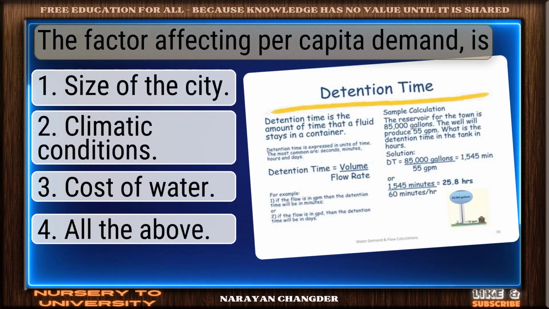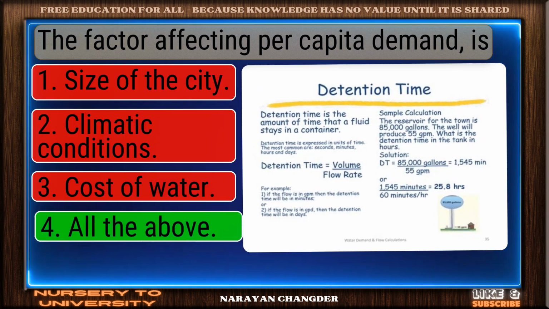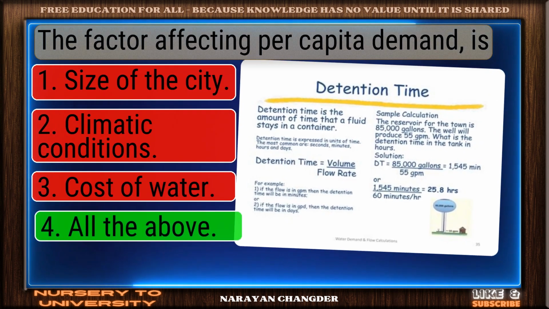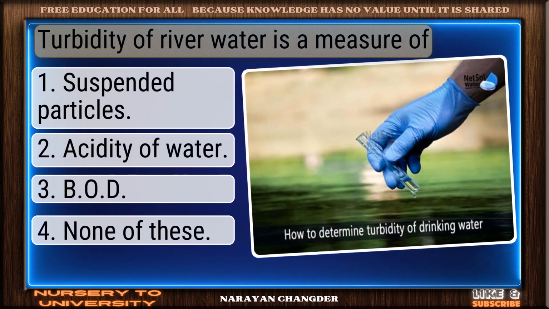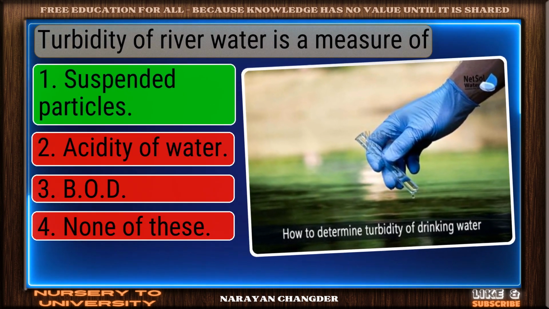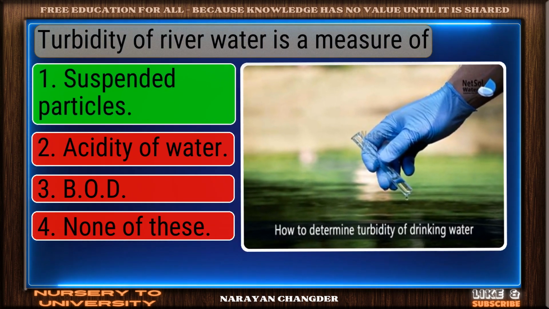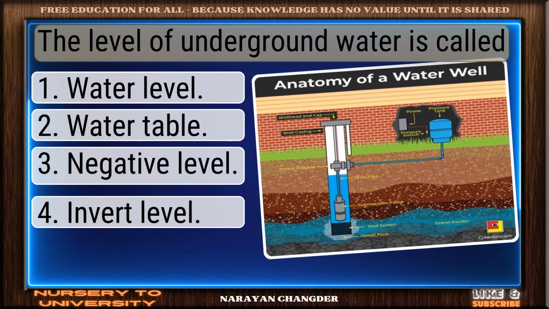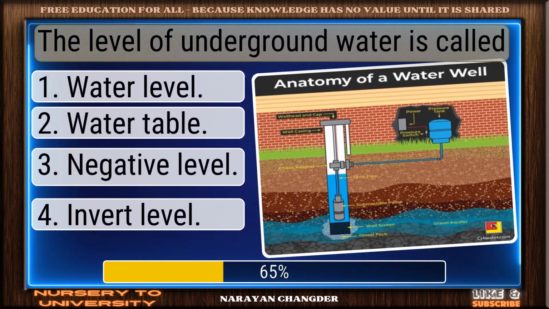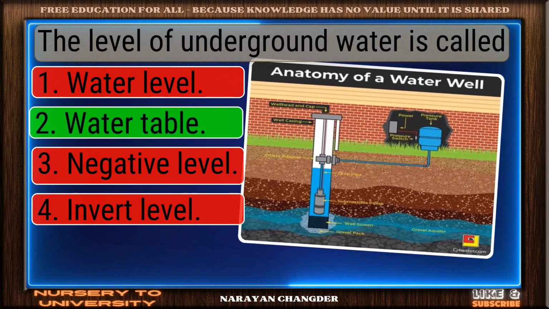The factor affecting per capita demand is... Great thinking. All the above is the right choice. Turbidity of river water is a measure of... You got it. Your choice, suspended particles, is right. The level of underground water is called... Clear logic. Your choice water table is sound and 100% true.